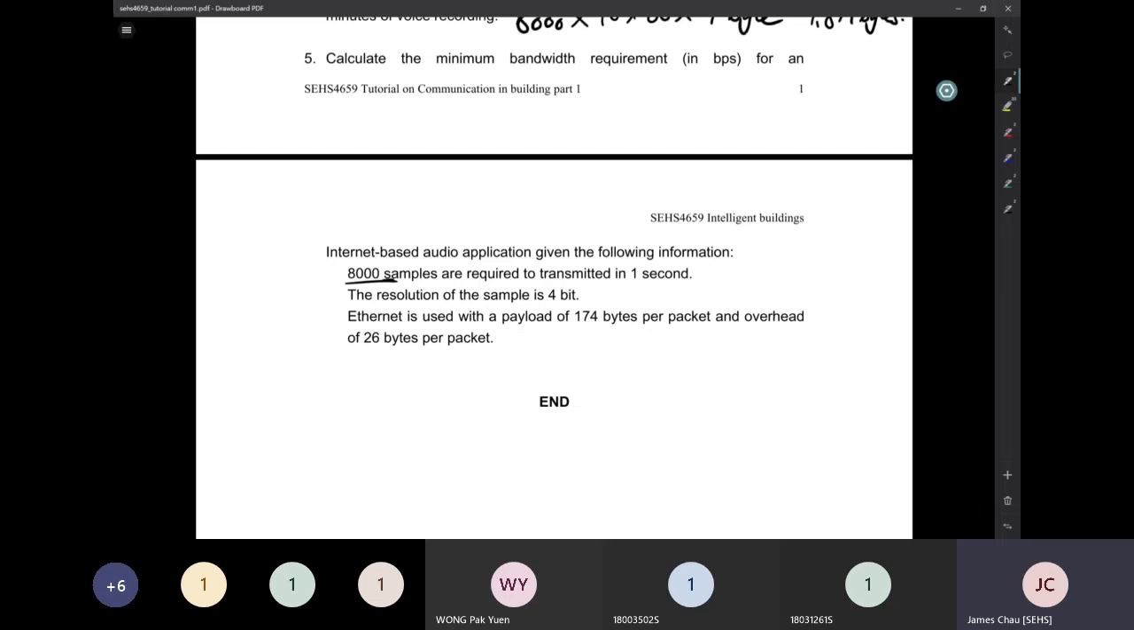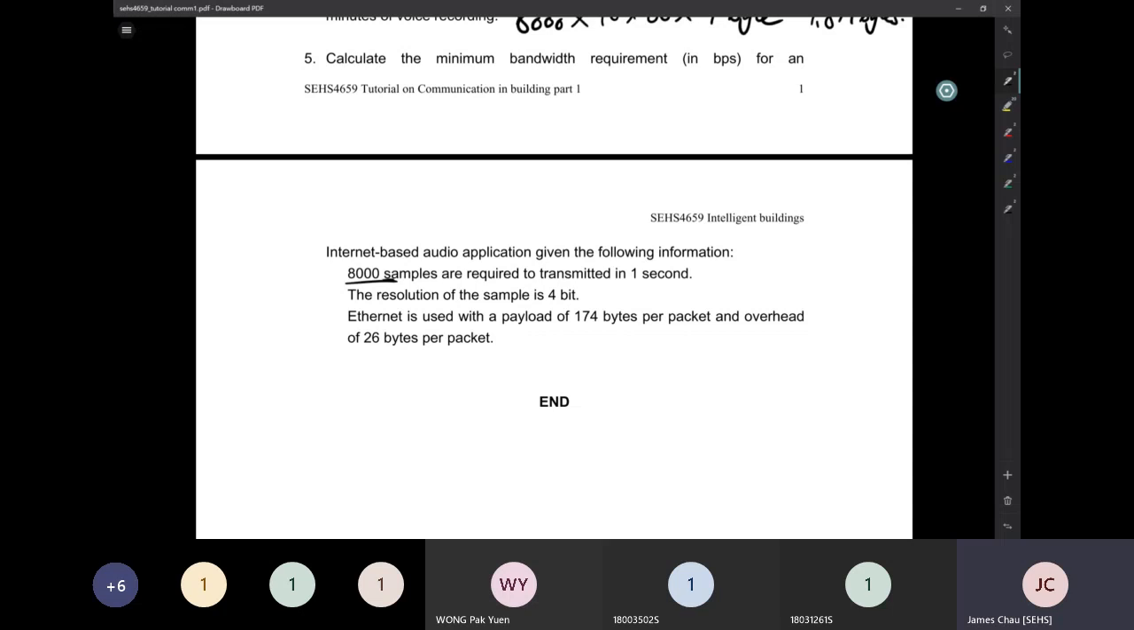8,000 samples are required to transmit in 1 second. The resolution of each sample is 4 bits, and Ethernet is used with a payload of 174 bytes per packet, and the overhead of the Ethernet packet is 26 bytes. Okay. Now we give you the solution.